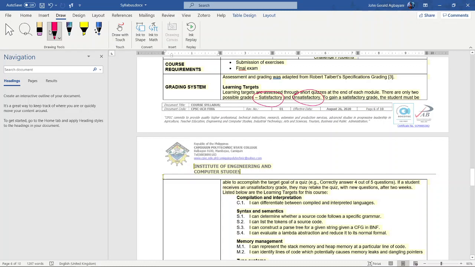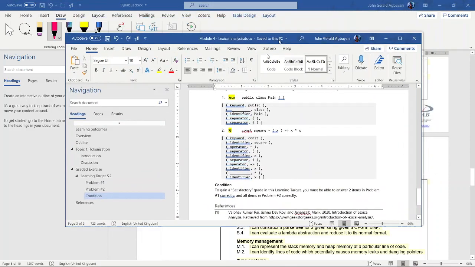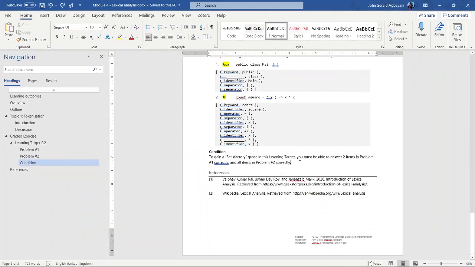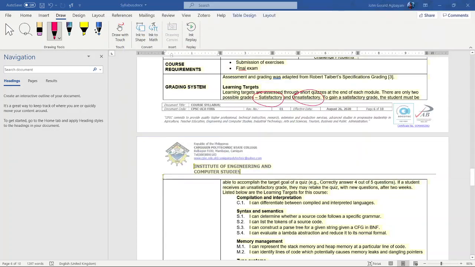Okay? At the end of the module, the criteria to consider your answers satisfactory are stated. For example, here, to gain a satisfactory grade in this learning target, you must be able to answer 2 items in problem number 1 correctly and all items in problem number 2 correctly. That's how you get a satisfactory grade for module 4.